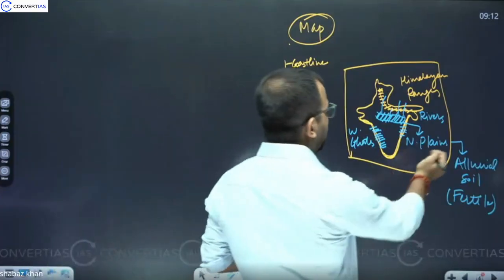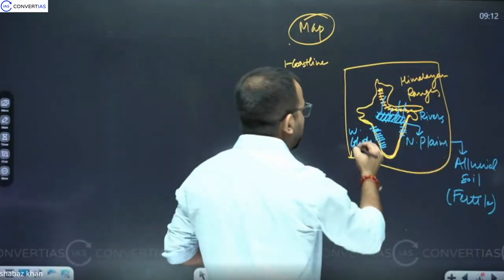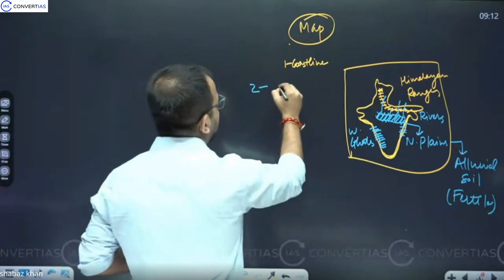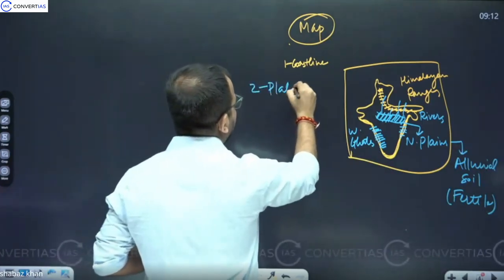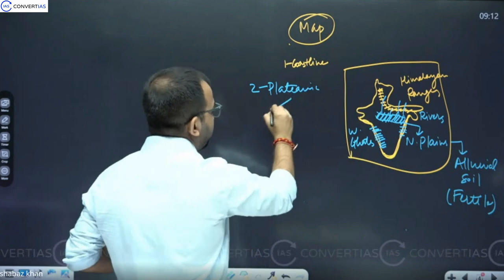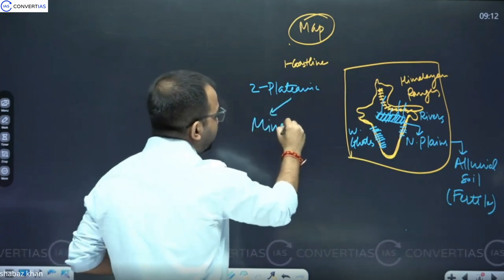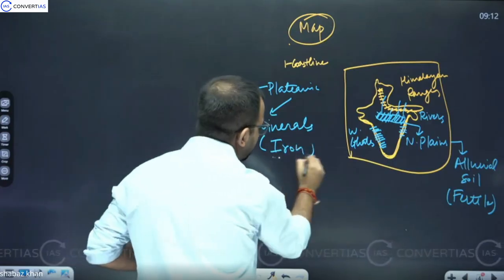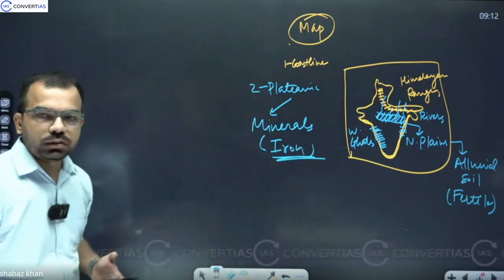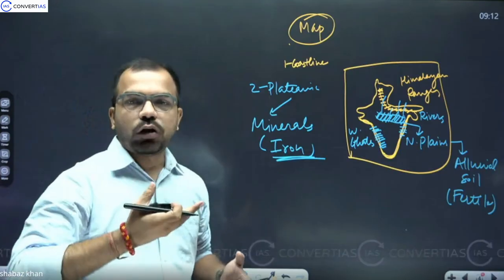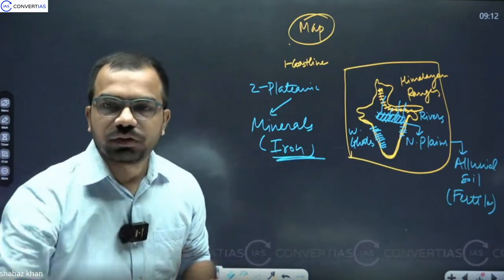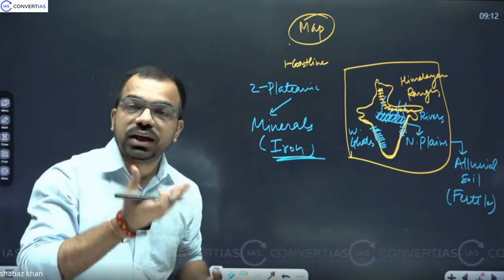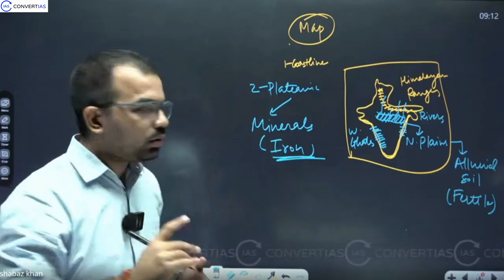Do tell me, the Chota Nagpur plateau part, that plateau part, is it going to be having a lot of minerals? Minerals that determine the next age, like iron. Iron age is the age of civilization. Bronze age is the age of civilization, right?